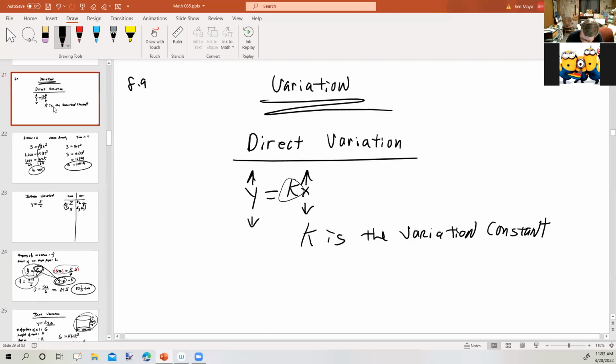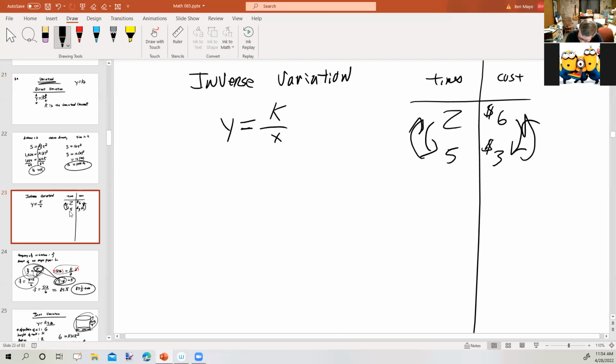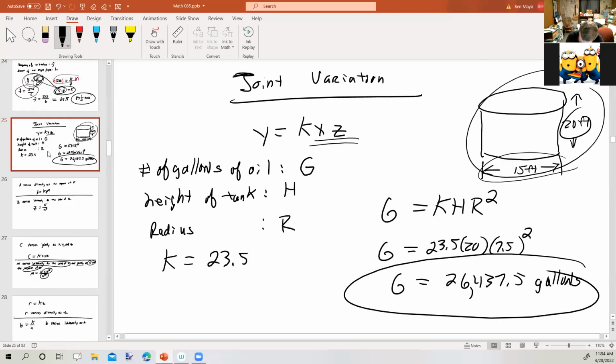So you've got three types of variation. You've got direct variation, y equals k x. They go up together, they go down together. You've got inverse variation. If one increases, the other decreases. If one decreases, the other increases. And joint variation, where you've got more than one variable on the right side of the equation. Each one of these has K. K is always on top. Sometimes it's mentioned, sometimes it's not.